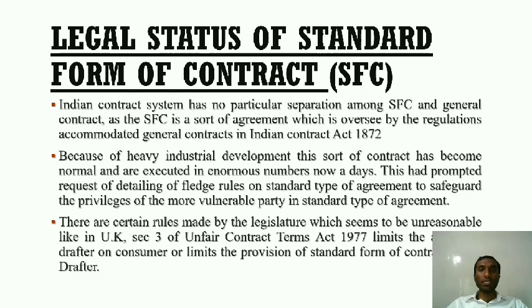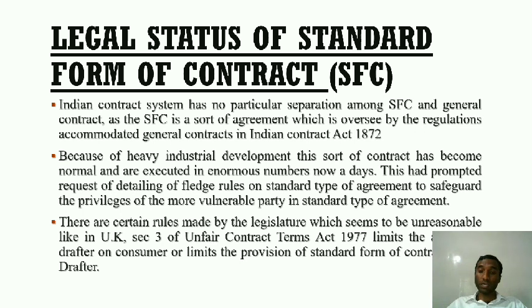So coming to the legal status of standard form of contract. In the Indian contract system, the standard form of contract falls under the category of the Indian Contract Act and has no separate legal provisions. Because of heavy industrial development, this sort of contract has become normal in nature and is executed in large numbers nowadays. This has prompted a demand for detailed rules on the standard type of agreement and to safeguard the privileges of the more vulnerable party in the standard type of agreement.